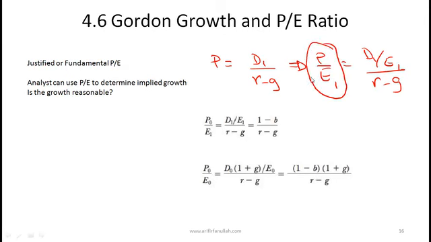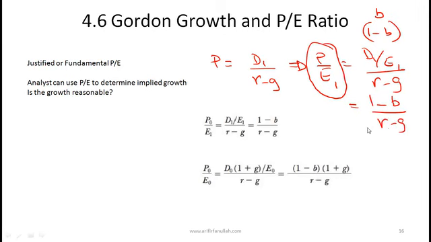Is this the forward or the trailing PE? This is the forward PE. What is D1 over E1? This is simply the payout ratio. Generally in the curriculum, B is referred to as the retention ratio, so the payout ratio is 1 minus B. So what we are saying is that the PE of a company is equal to 1 minus the retention ratio divided by R minus G.